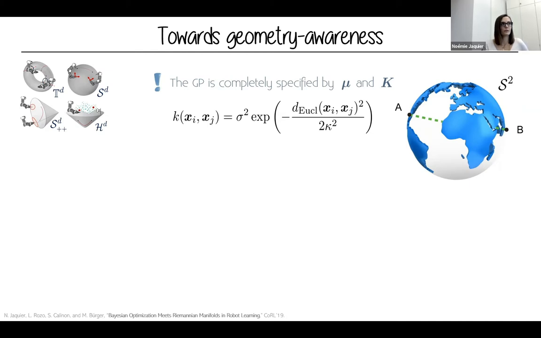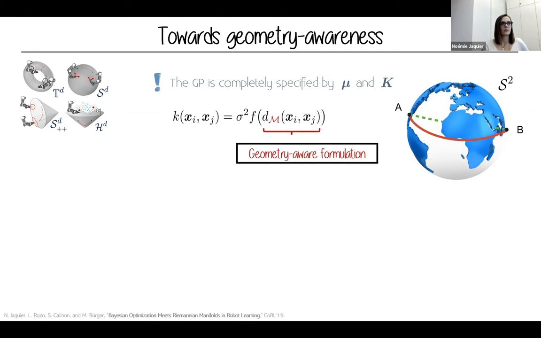So what we propose here is to modify this kernel function in order to take the geometry of our data into account. So in our case, to take the distance which makes us go on the surface of the Earth. This is the distance that we would like to measure when we are traveling. So our kernel will then be a function of this distance, and we have a geometry-aware formulation of that kernel.